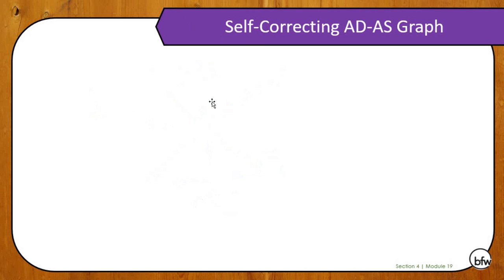We're actually going to save this for Wednesday, for the next class that we meet, I should say, because who knows when the next day we're going to meet. So the next time we meet, I will go over the self-correcting aggregate demand, aggregate supply graph.